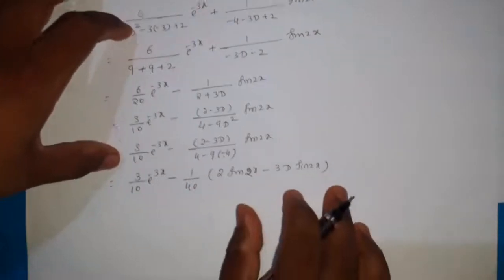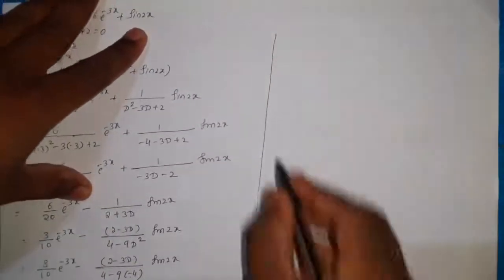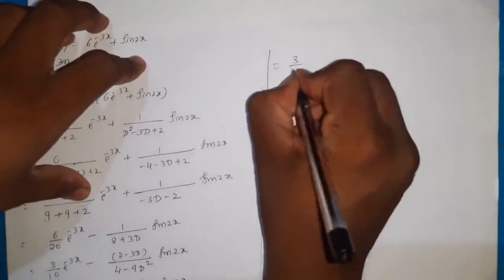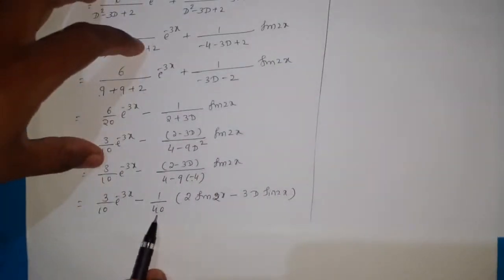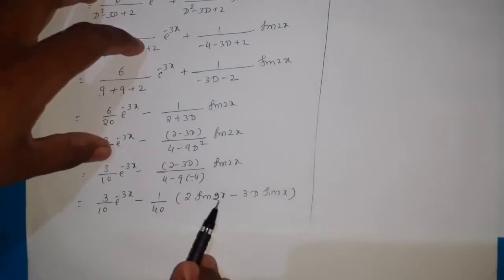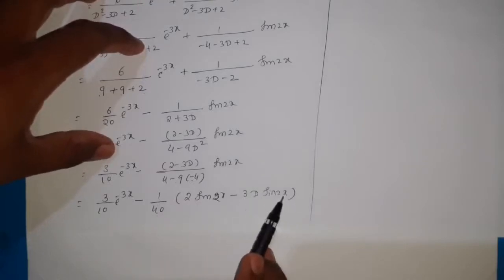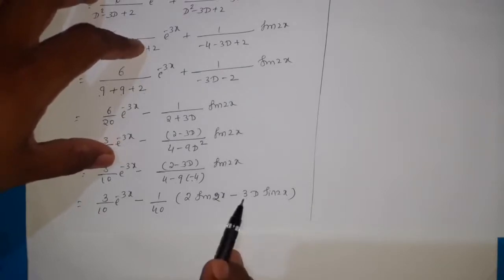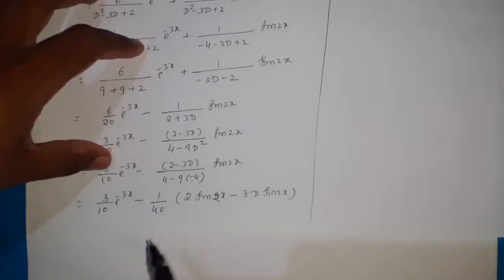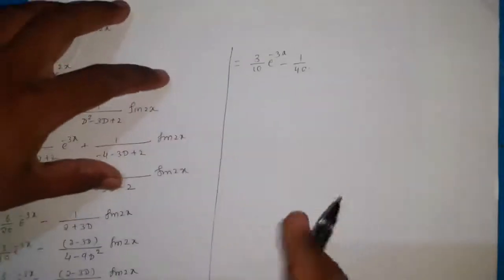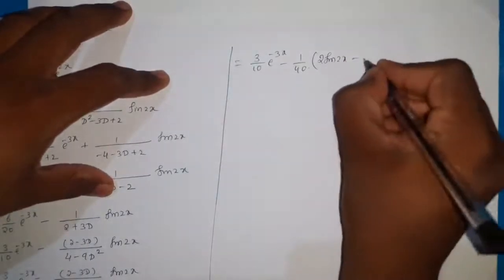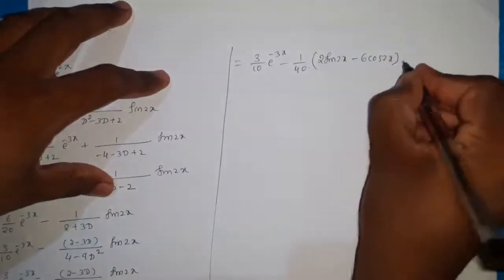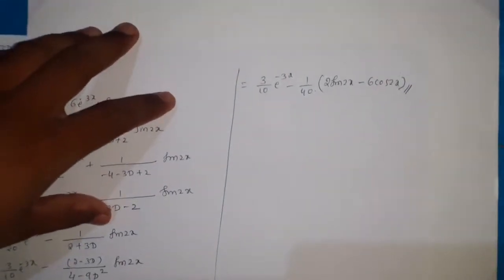sin 2x. Then this is equal to 3 by 10 e power minus 3x minus 1 by 40. So here 1 by 40 as it is, 2 sin 2x is as it is, and here differentiation of sin 2x is 2 cos 2x. So already 3 is there, that becomes 3 into 2, that is 6 cos 2x. So minus 1 by 40 into 2 sin 2x minus 6 cos 2x, which is the required particular integral.